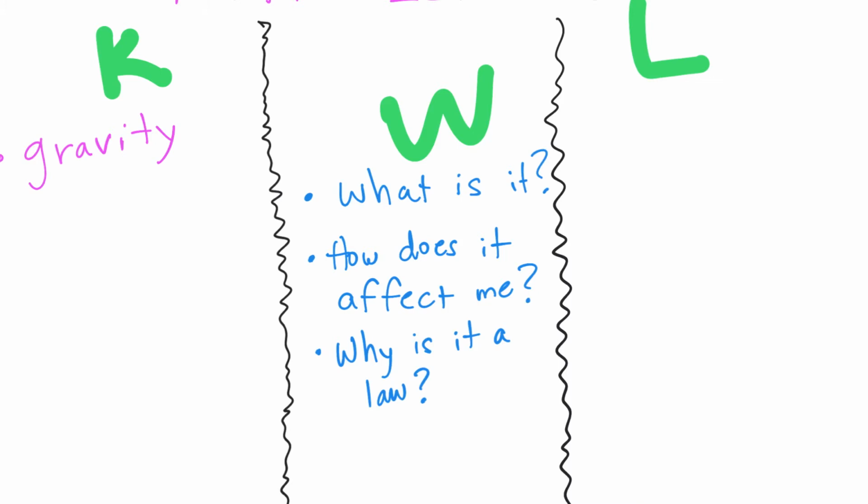The only thing the class knew about Newton's first law was that maybe it has something to do with gravity. I think somebody was thinking about Newton, the apple falling on Newton's head or whatever. I think that's sort of the lines they were thinking in. And that was really all that I could get from what they already knew about it. So they didn't know a lot about it. And then the W, what you want to know, somebody said, what is it? How's it going to affect me? And why is it a law?